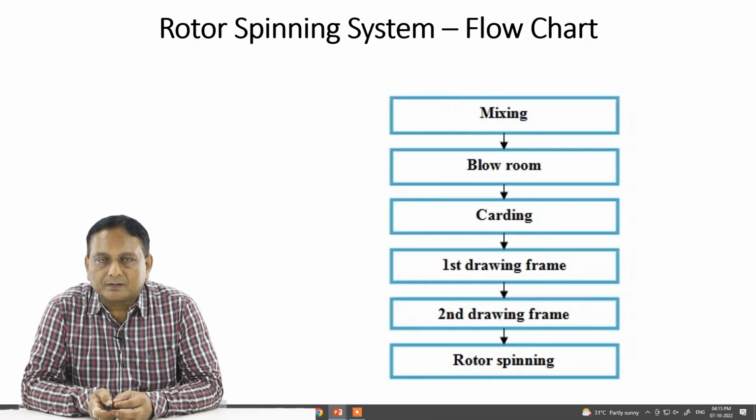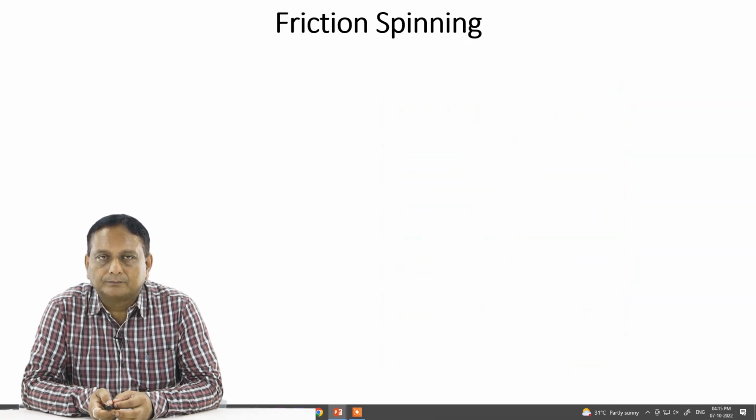One is the mixing process, as in the blow room we have seen, carding, then first drawing frame, second drawing frame, and no roving operations, as we have already mentioned. So it goes directly to the rotor spinning system. So obviously the time is getting saved here. So that is the rotor spinning flow chart.